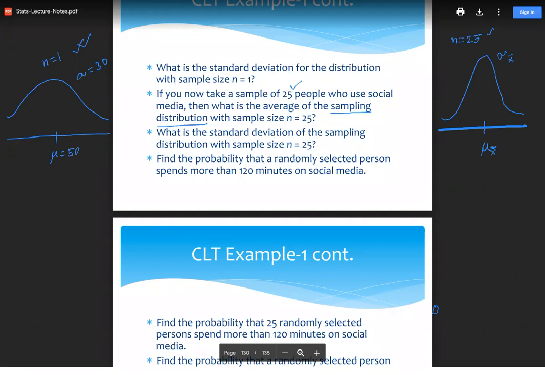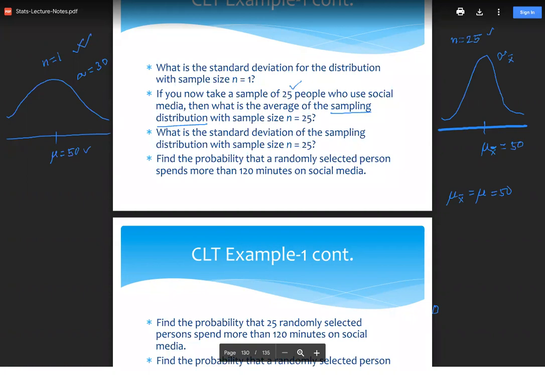So now what is mu sub x bar? Remember from the conclusions of the central limit theorem that mu sub x bar is equal to mu, but mu is 50. So it must be the case that mu sub x bar is 50. That means the mean of this sampling distribution is 50.